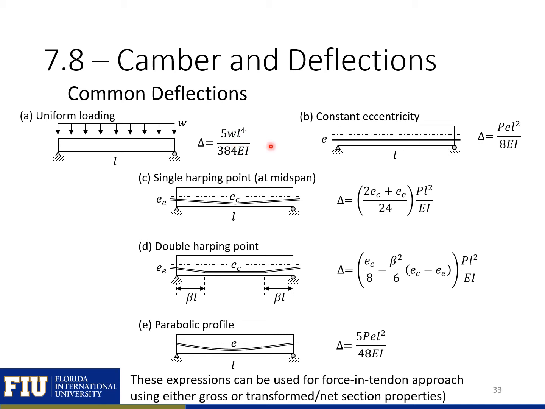And then we have a different set of equations to account for the deflections from our pre-stressing. If we have a constant eccentricity, we can use this first equation here. If we have a single harping point at midspan, we can use this equation here where we have a different eccentricity at the center of the beam than we do at the ends of the beam. If we have a double harping point, we can use this equation here. And if we have a parabolic strand profile, we can use this equation here to estimate our deflections.